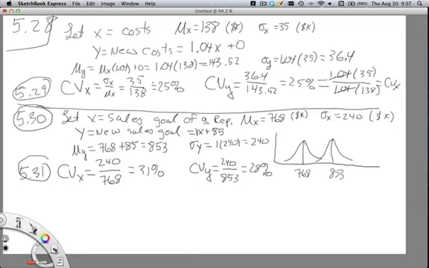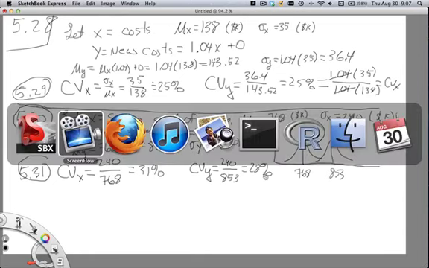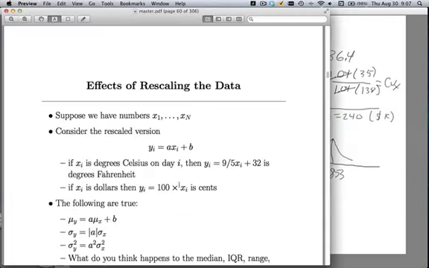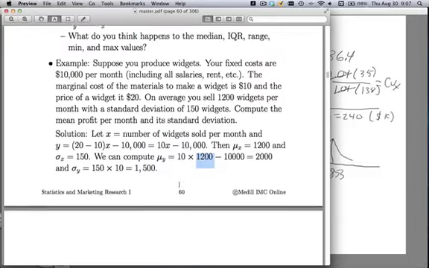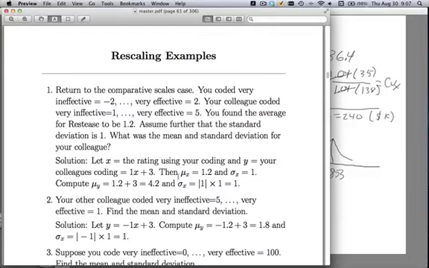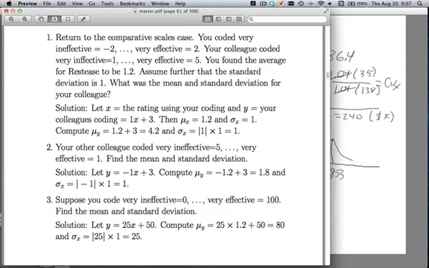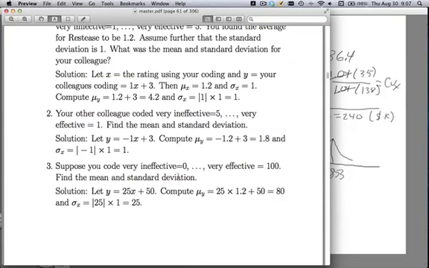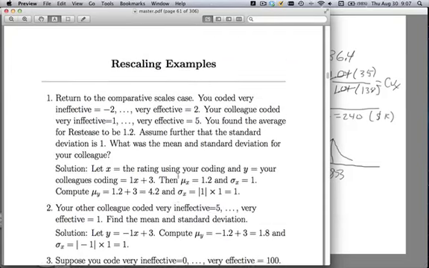So it's kind of the same deal that relative to that base, the dispersion has actually decreased. So those are some good examples of the use of this rescaling formula. On the next page, there are some additional problems with solutions, and I encourage you to go through those on your own.